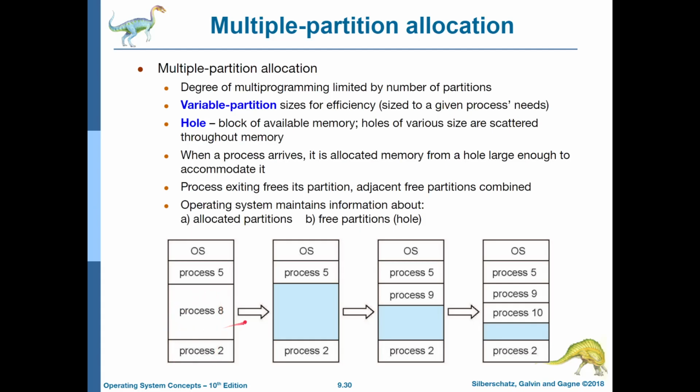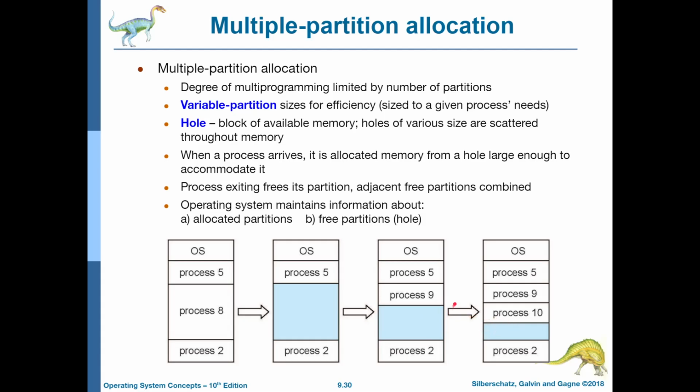Now let's say process 8 either terminates or is swapped out. When that memory is freed up, either by termination or swapping, that leaves what is called a hole, which is a block of available memory. That block of available memory can be used by new processes or swapped in processes. So here we have process 9 that's being loaded in, as well as process 10 that's being loaded in with this particular hole here.